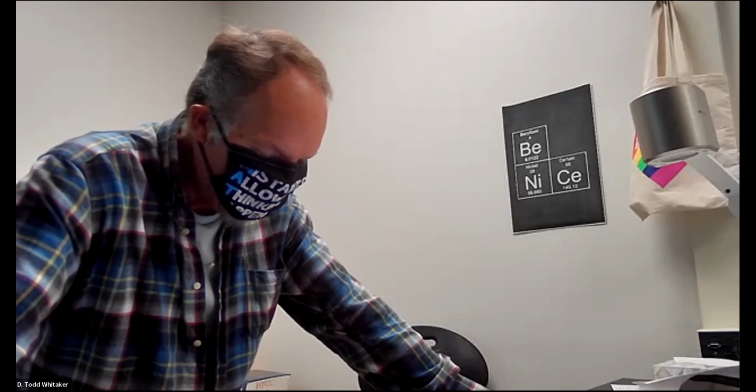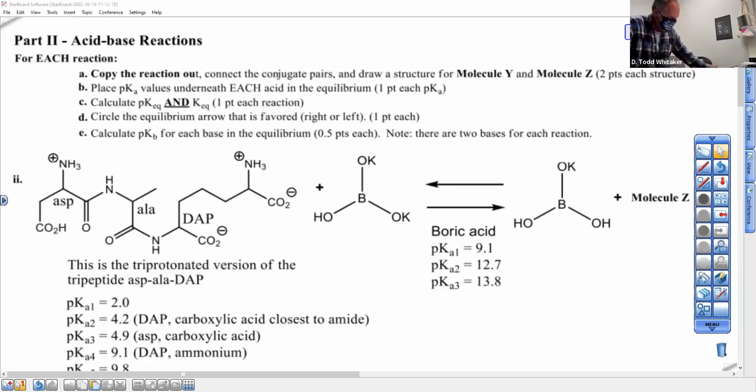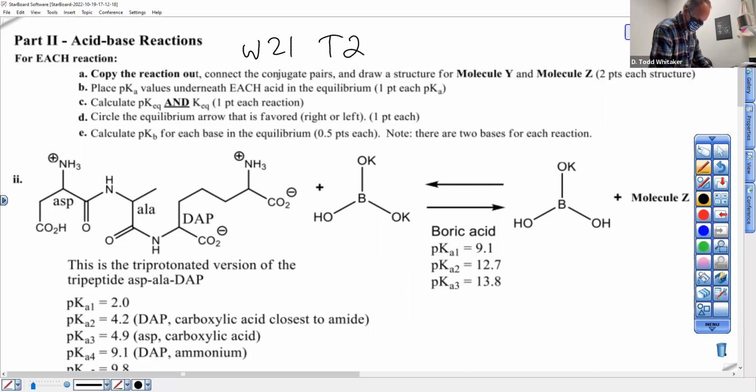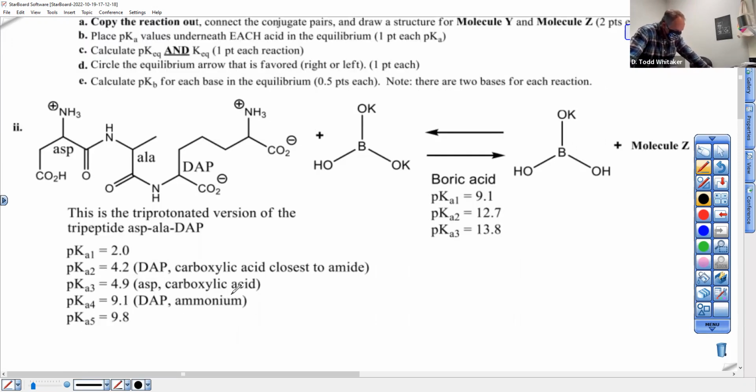All right, everybody, we're going to get our DAP on with a tripeptide question. Part 2, acid-base reaction from winter 21, Test 2, part 2. It already says part 2. So we're given 5 pKa, and this is the one where 2 of them are missing. I know it doesn't say those words.